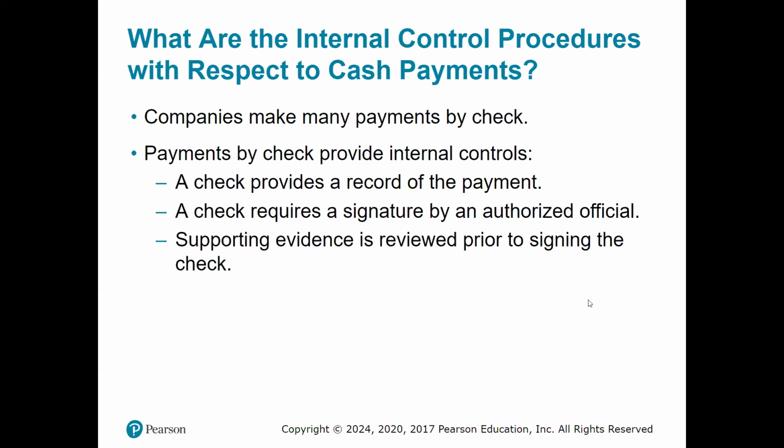All right. Now, when we're making payments, some of the controls we would put in place would be, like you mentioned, using checks to make payments. They need to have a signature on them by somebody who's authorized on the account. And you typically would want to have an invoice or some type of document to show you why you're writing out a check for something.